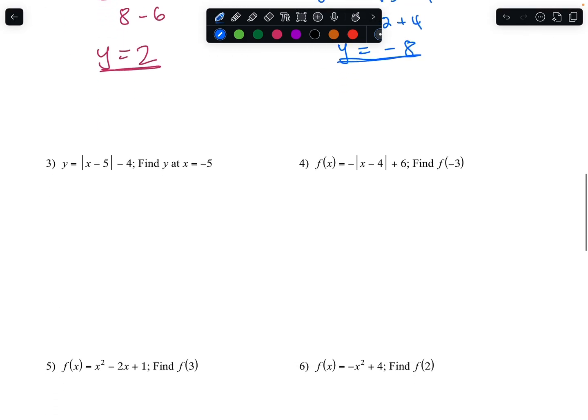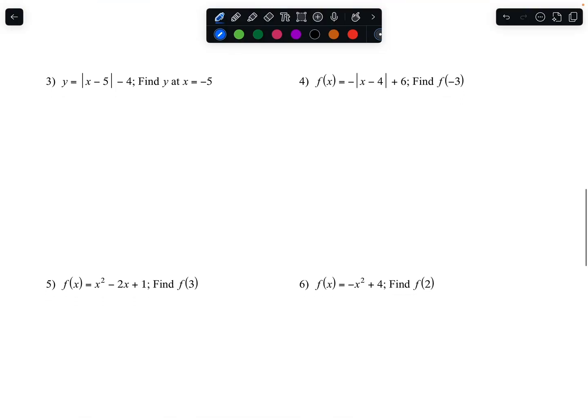Let's get to, here's some absolute value ones. Absolute value ones could be a little bit tricky. So let's see what this says. I got to put negative 5 where x is at. I'm going to put negative 5 right here.